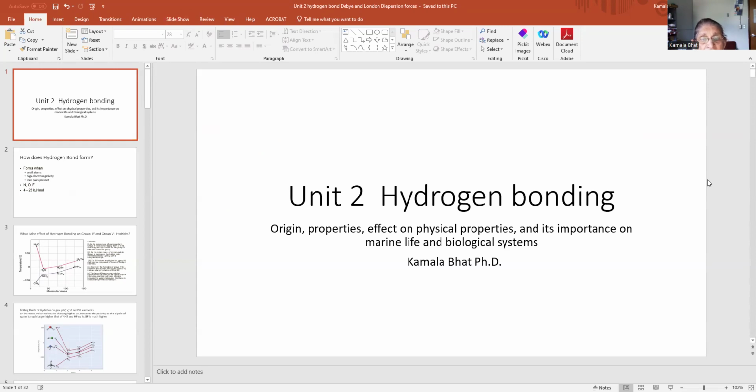Here, the second unit in chapter 11, Intermolecular Forces, is hydrogen bonding. Basically, we want to know the origin, properties, and the effect on physical properties, and its importance in marine life and biological systems.